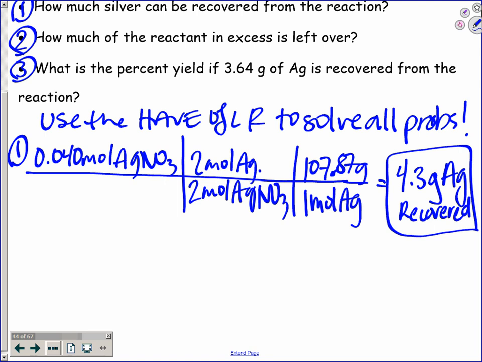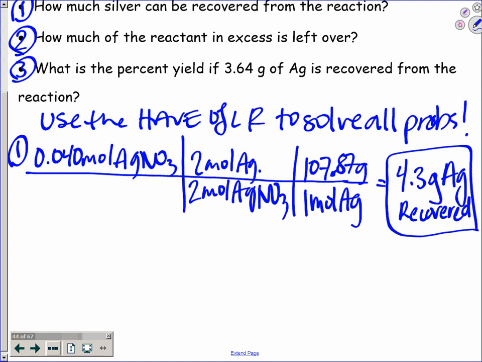Vice versa, I have 0.04 moles of silver nitrate. I need that to react in a 1 to 2 ratio. So 1 to 2 ratio, copper over silver nitrate. And I end up only needing 0.02 moles of copper. So this is where we stop and we have logical discussions with our head. We compare the have and need of the copper, and then the have and need of silver nitrate.